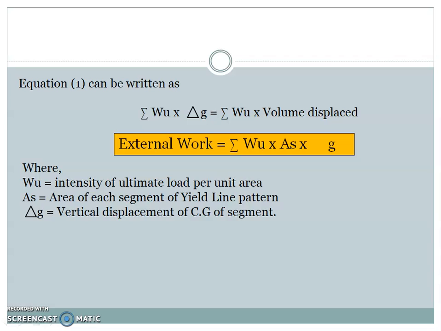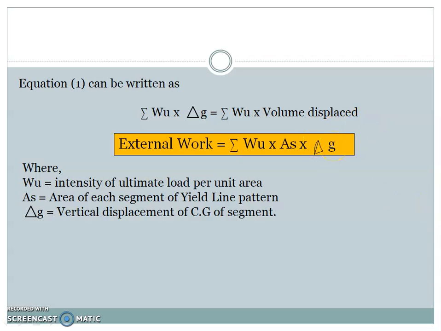Now equation 1, that is the previous equation, can be written as WU into delta G, which is equal to WU into volume that is displaced. When I say delta X into delta Y, we can consider the total volume that is displaced. So external work is equal to summation of WU into area into delta G.